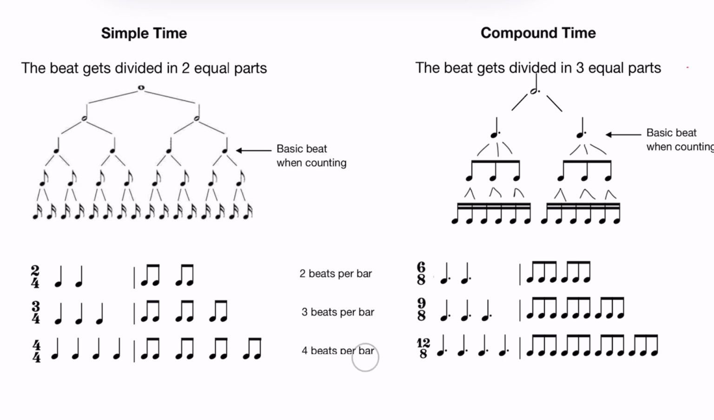Last of all, we have 4 beats per bar. In simple time, 4 beats per bar is 4/4 time, which we're super familiar with. In compound time, it's 12/8. There are 4 dotted quarter notes in every bar, but each one gets divided by 3, giving us 12 eighth notes. The challenging thing about compound time is being able to subdivide your beat into 3 equal parts. That's not always easy to do. 2 equal parts is fairly straightforward because when we clap, we can see our hands closed and open. But in compound time, it's just a little bit more challenging.